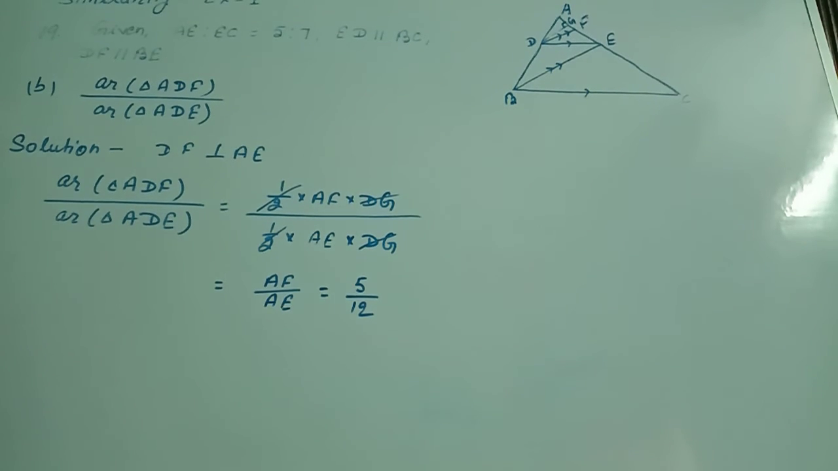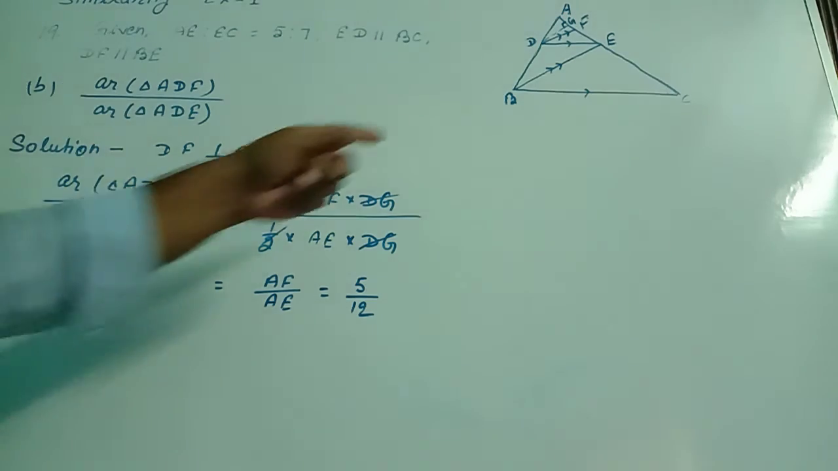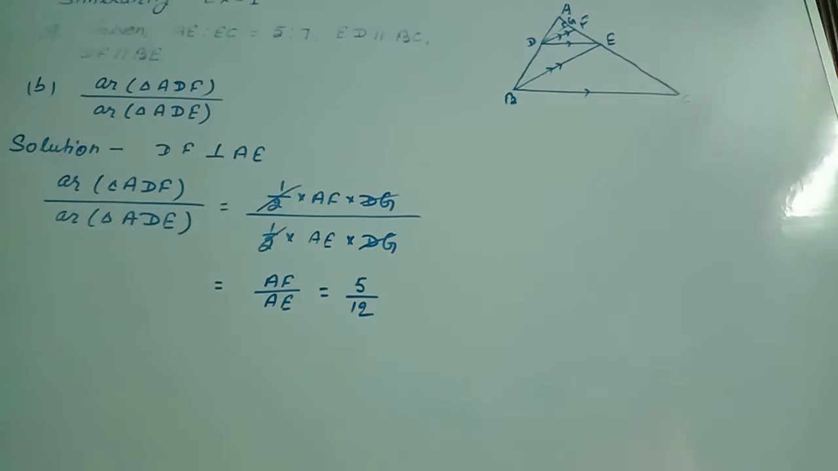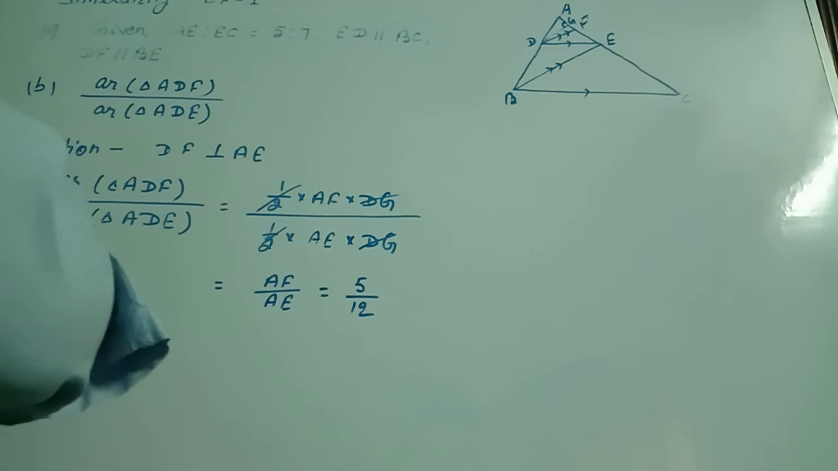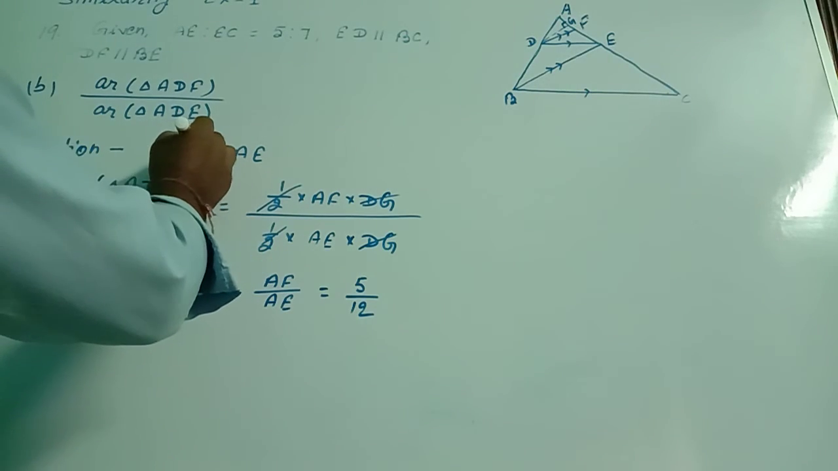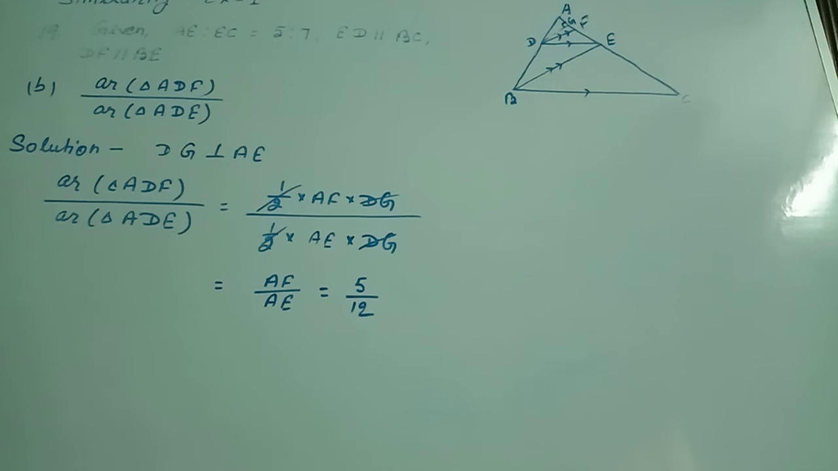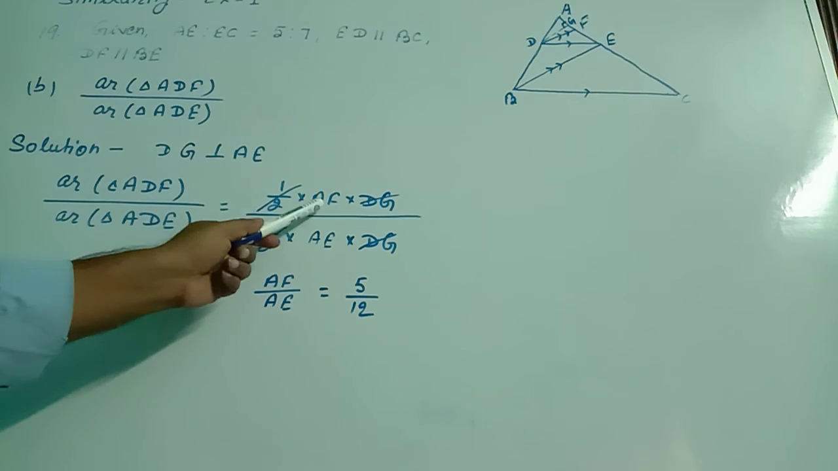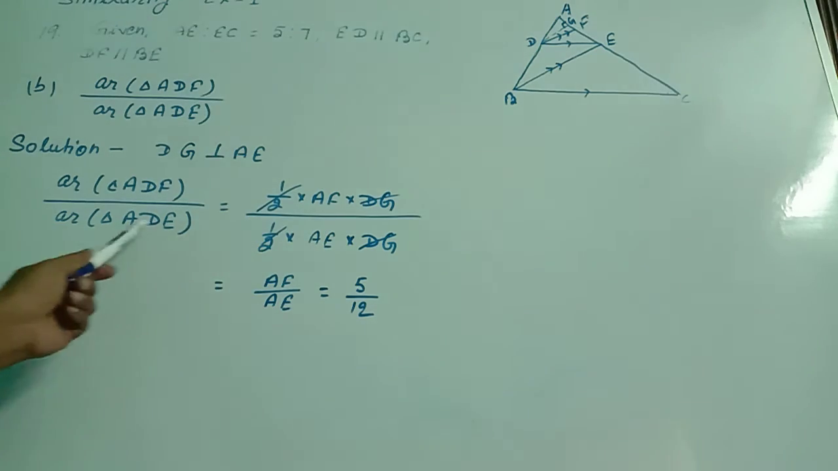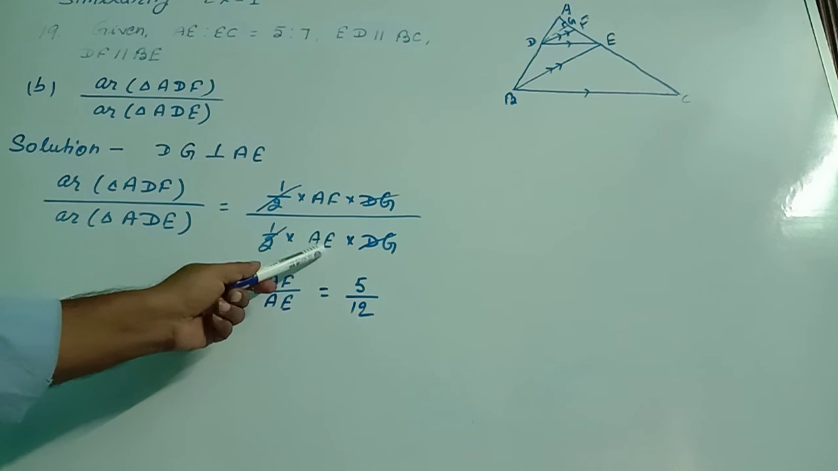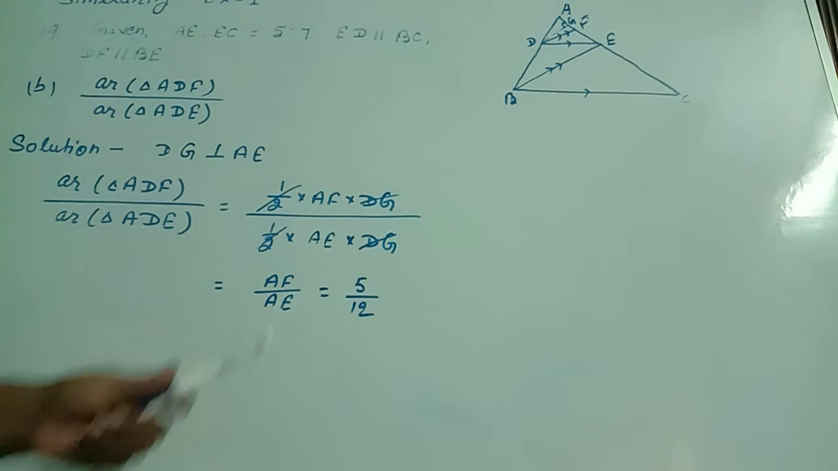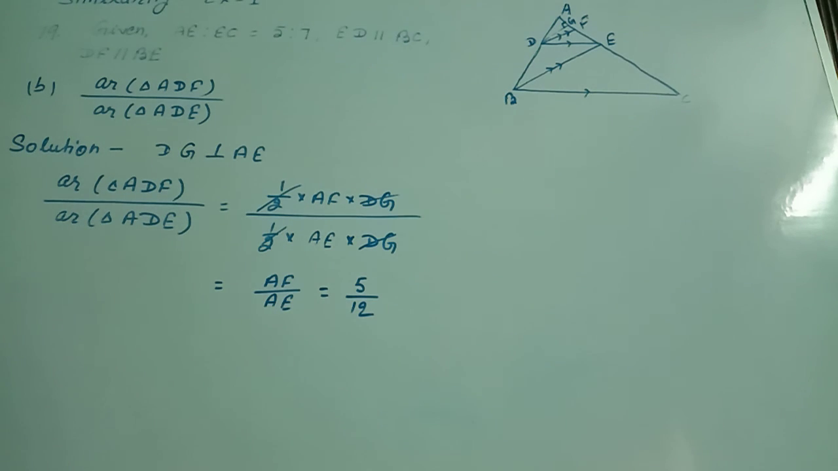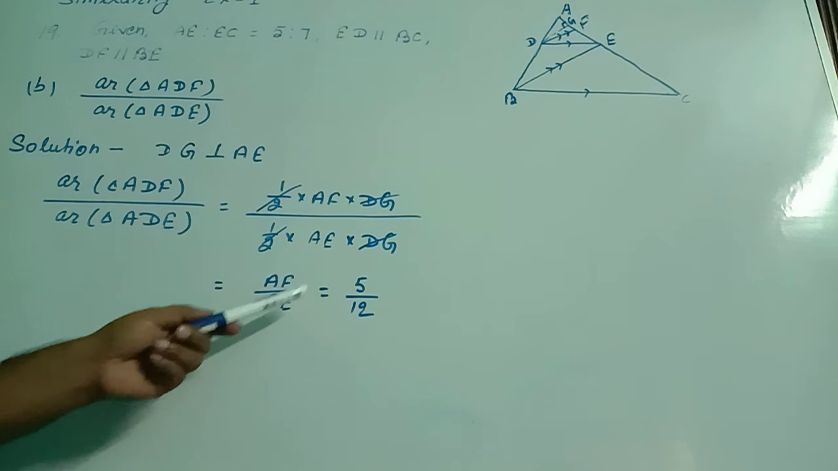In question number B, area of triangle ADF by area of triangle ADE. For that I have drawn one perpendicular DG to AE. DG is perpendicular to AE. Area of triangle ADF by area of triangle ADE equal to half into base into height, half into AF into DG, and this also half into base into height, so half AE into DG. These two cancel, AF by AE. This ratio I have found during the solution of question number A, that was 5 by 12. AF by AE equal to 5 by 12.